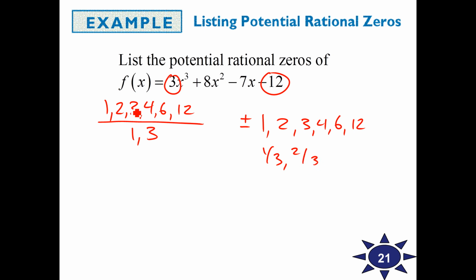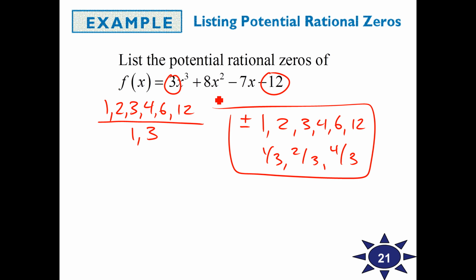2/3. 3/3 is the same as 1, so we already have that. 4/3. 6/3 is the same as 2, and 12/3 is the same as 4. So those are all of the possible rational zeros. See if you can find the possible rational zeros on problem 21.